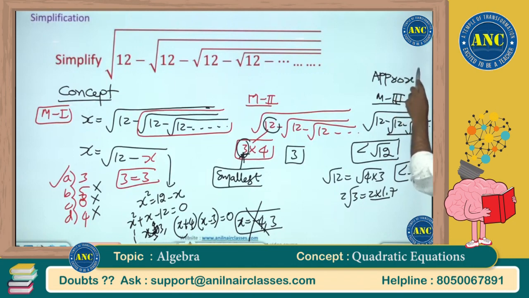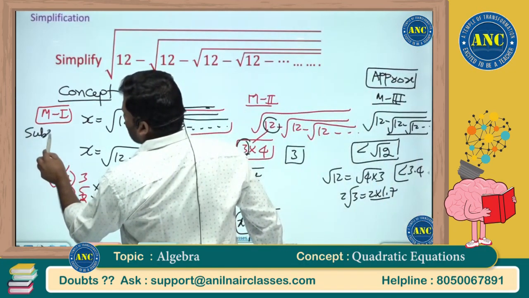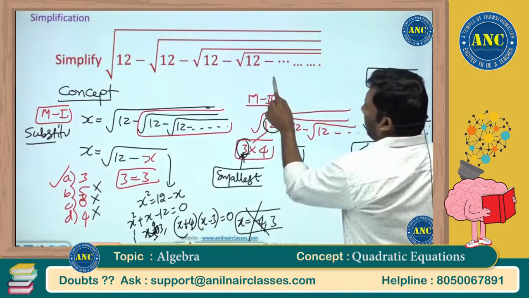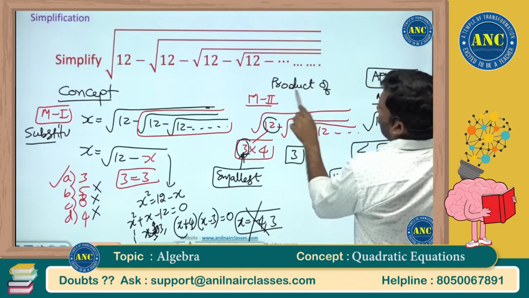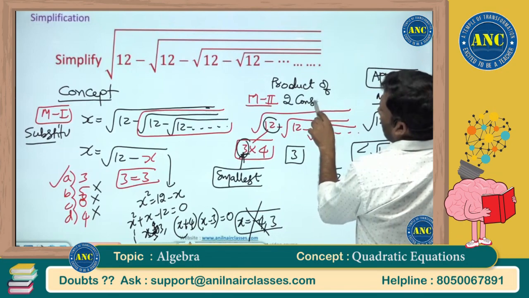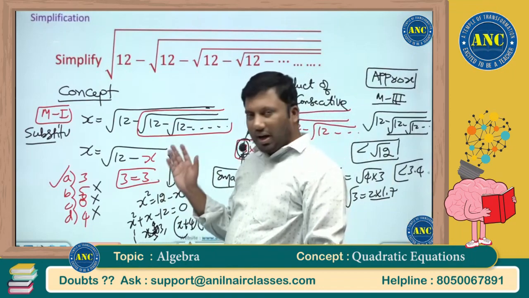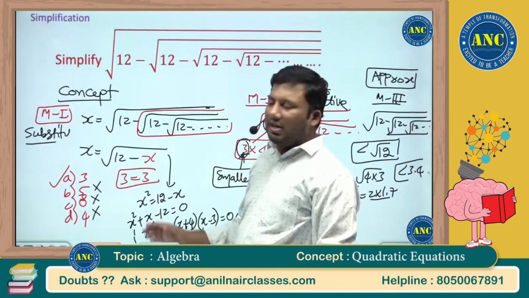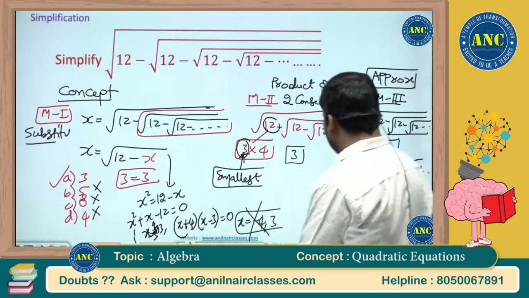Under root of 12 minus something, that means the answer is less than root 12. Method 1 is the substitution method. Method 2 is to write the number as a product of two consecutive numbers. Whatever method is convenient for you, please take it. In case you cannot remember method 2, you can use method 3 to eliminate incorrect answer options. Otherwise, these are also very simple. It all depends upon your individual choice.